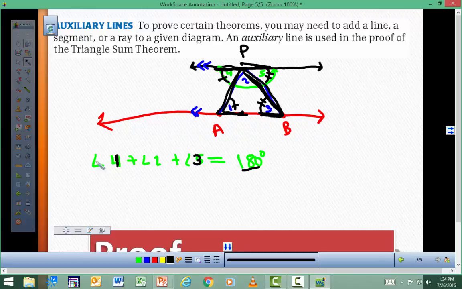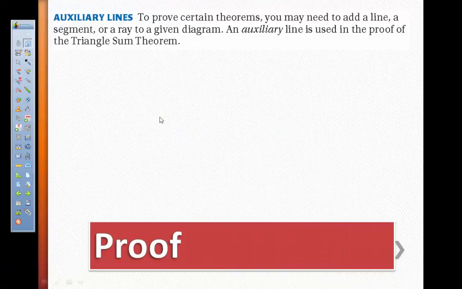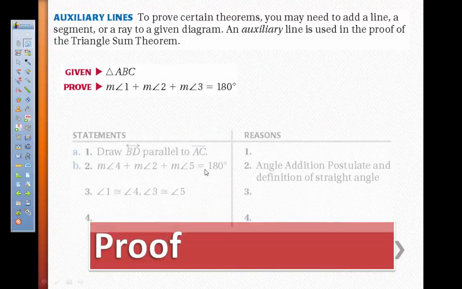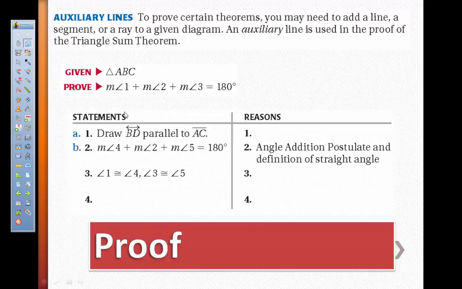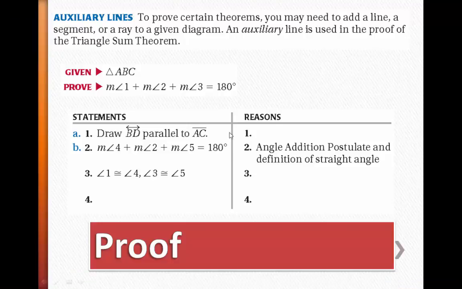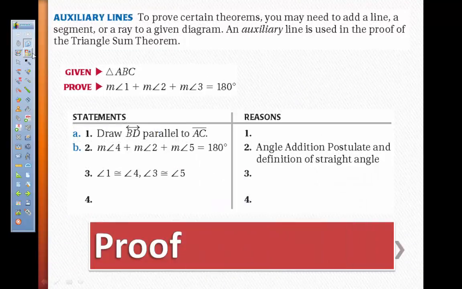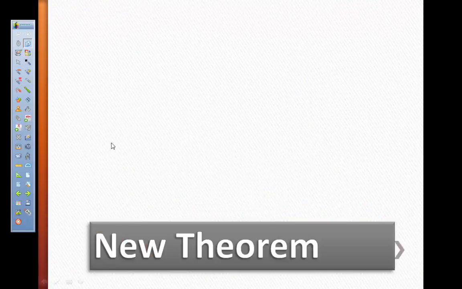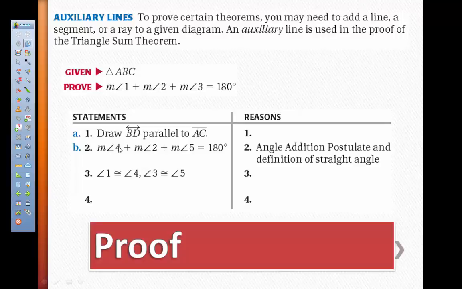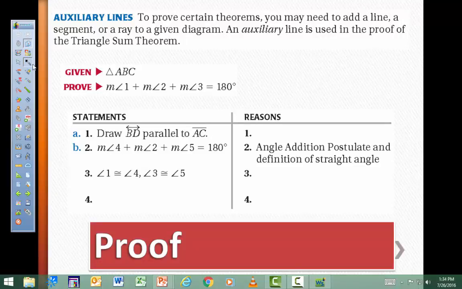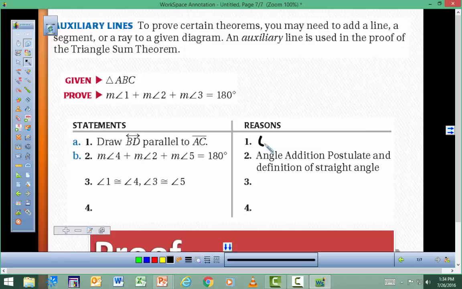So let's take a look now a little bit more formally at what we have. Draw BD parallel to AC. We can say that's an auxiliary line.